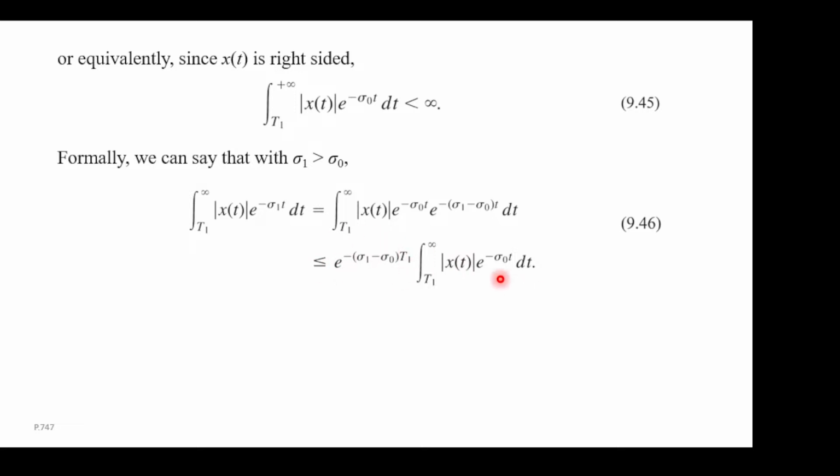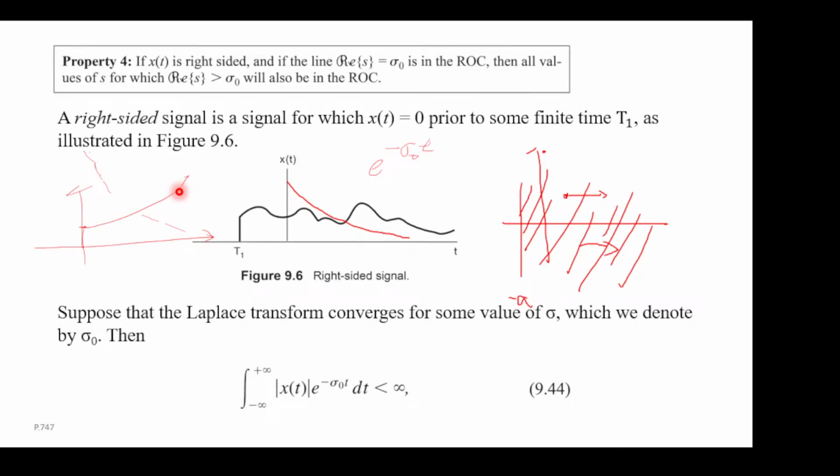And so this is a finite value, and this is a finite value because by our assumption, this whole thing is a finite value. And so we know that for sigma 1, this is a finite value and it is bigger than this thing, so this is also a finite value. So at sigma 1, your x of t times e to the minus sigma 1 t is also absolutely integrable, and the Fourier transform is convergent, and so it is in the ROC of your Laplace transform. Okay. So similar argument. Question.